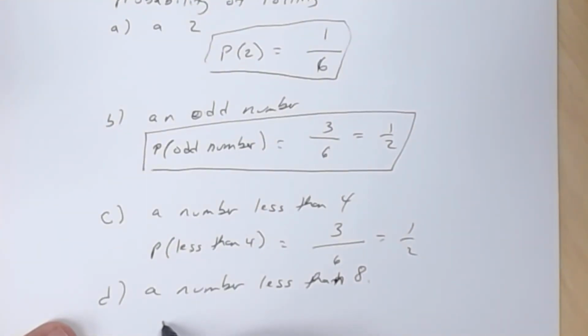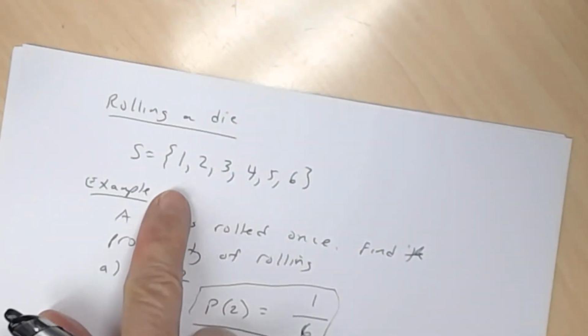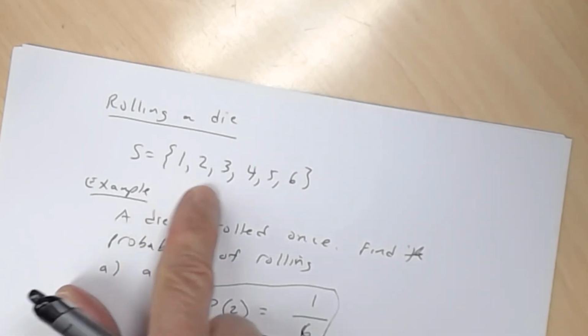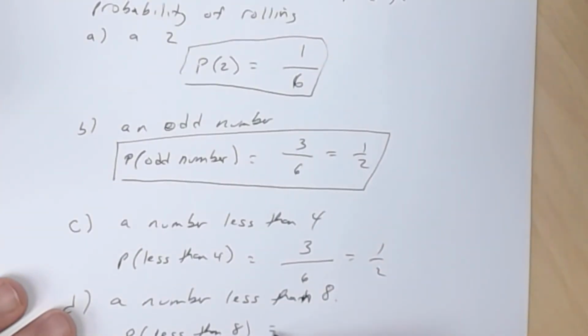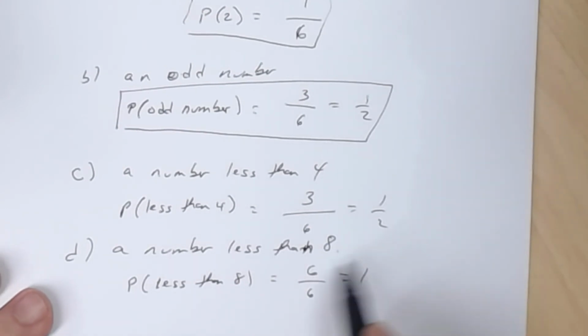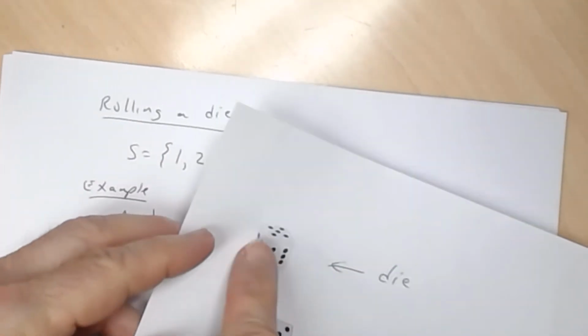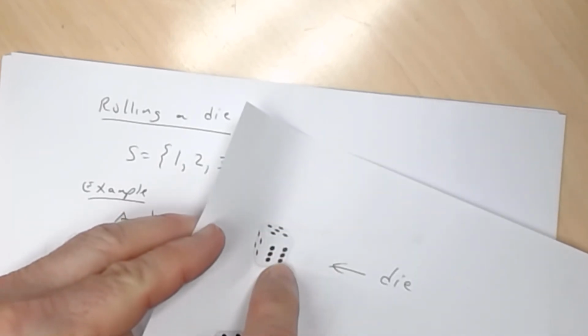So if I want to look at the probability of rolling less than 8, if I roll a die, will I get a number less than 8? Yes, always, right? So that would be 6 divided by 6, which is 1. Remember, 1 means it's going to happen. So the probability of rolling a die less than 8 is 100%, because there's no 8 on there. It goes from 1 all the way to 6. Okay? All right, so that's 1.